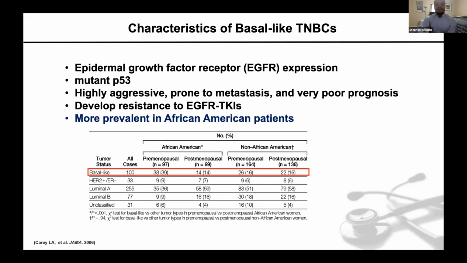this particular subtype of triple negative breast cancer is actually more prevalently found and diagnosed or prognosed in the African American population compared to that of other ethnic groups. And even amongst that, it's in the younger African Americans, as depicted in the schematic.